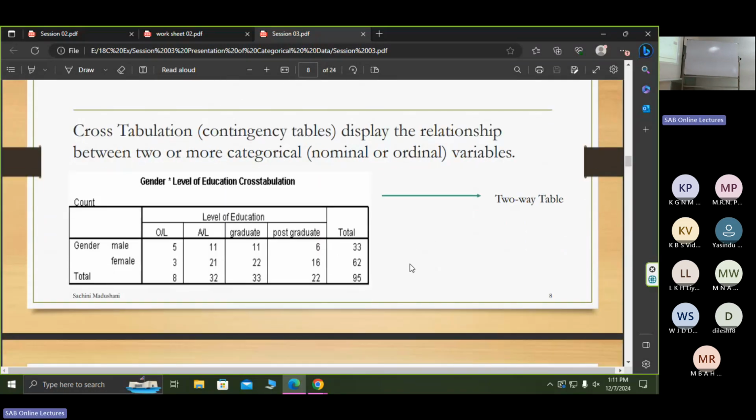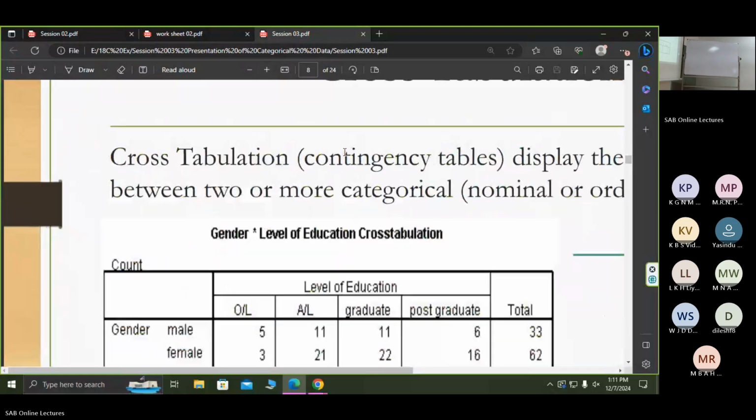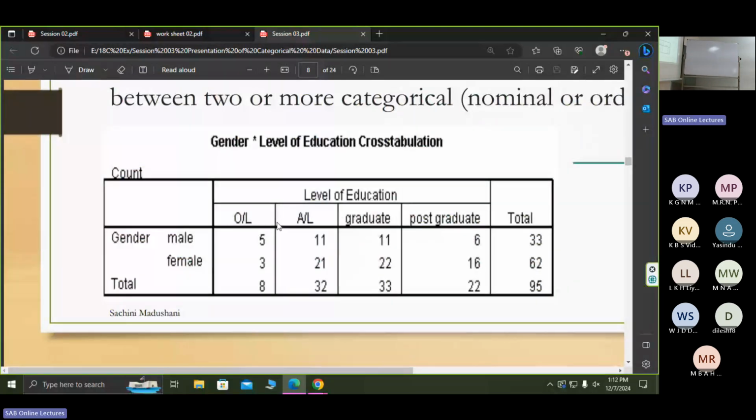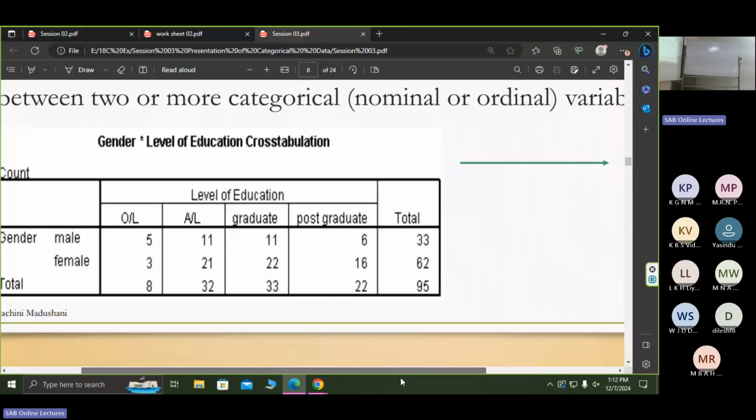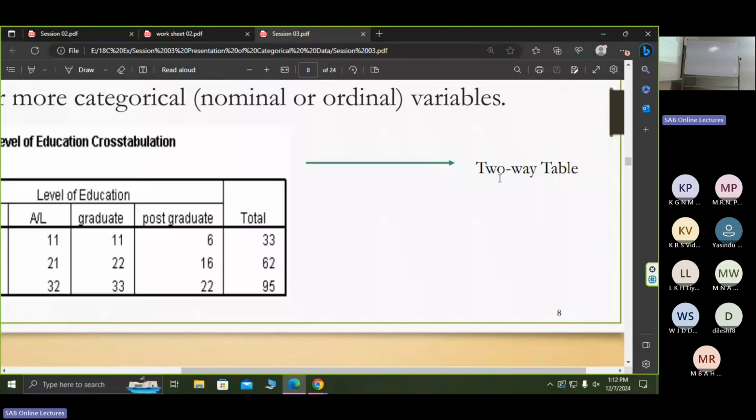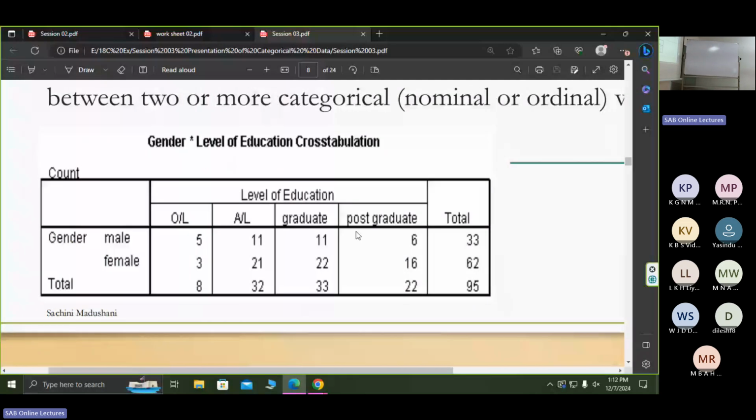Here, looking at this example. How many categorical variables are there? How many? 2. What are they? Level of education and the gender. 2 categorical variables are there. Understood? Then we can display the 2 categorical variables. Therefore, this contingency table we call a two-way table. Why? It consists of only 2 categorical variables. Therefore, we can say it is a two-way table.